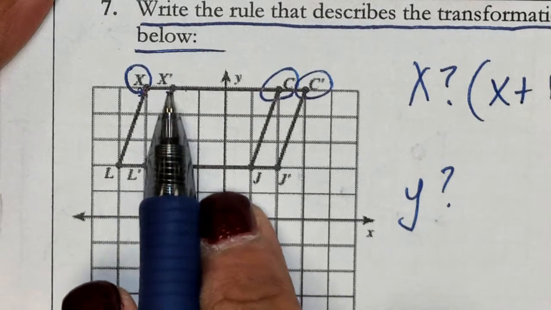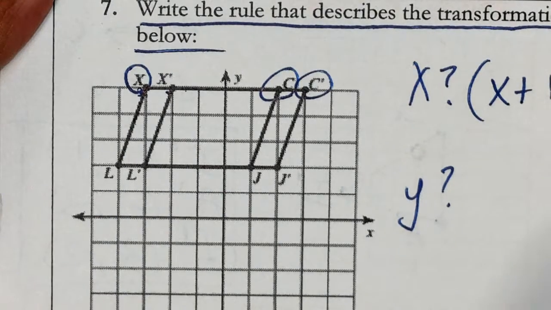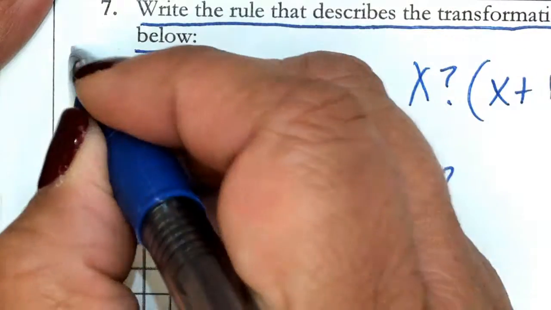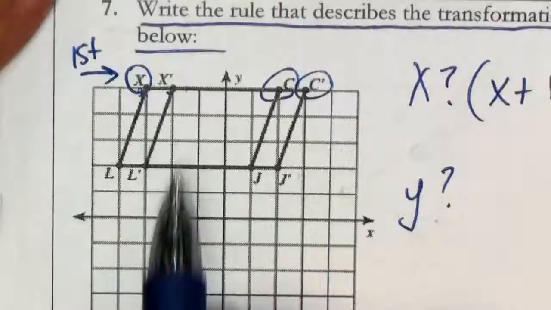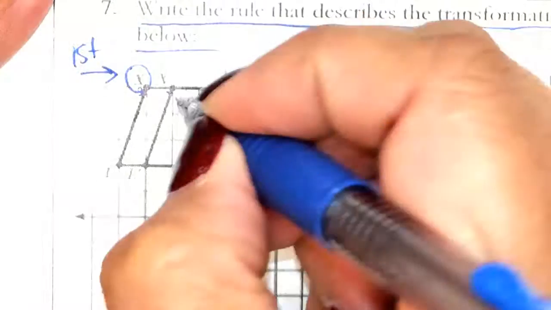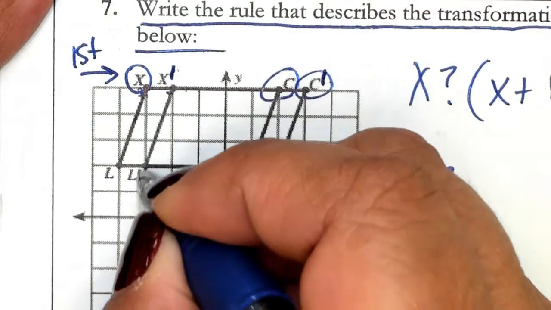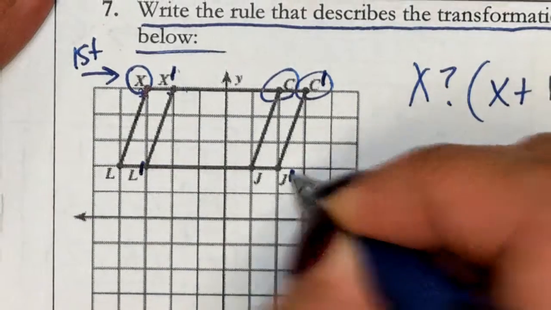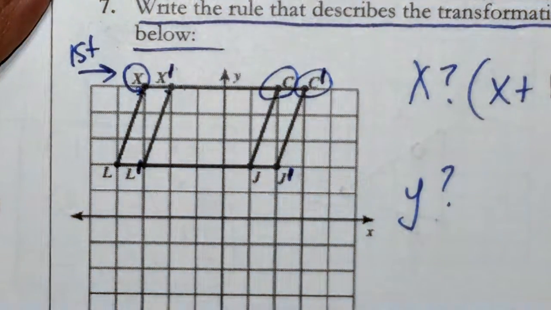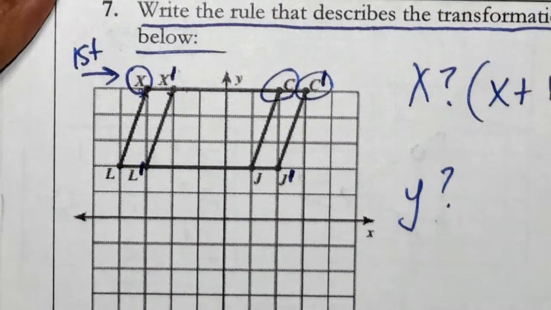And you're correct. But you have to be sure that you start here. This is the first guy. And that's why it's so important to know the difference between the X and the X prime, C, C prime, L, L prime, and J, J prime. Okay, pre-image is this guy.